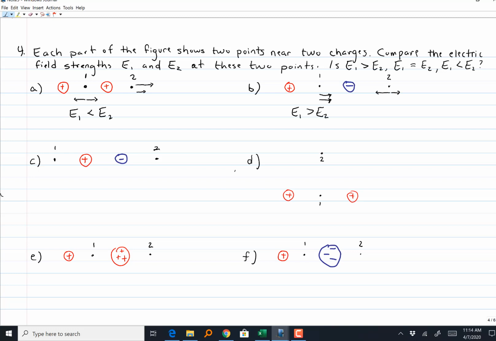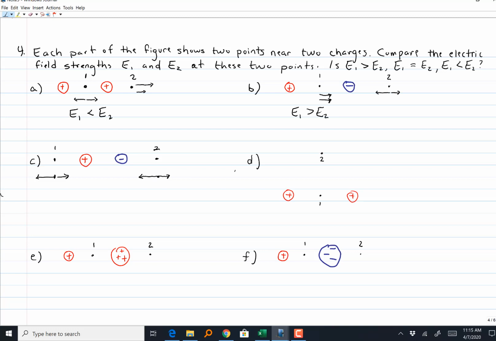All right, for C, I've got the charges in the center, and I'm looking at what's happening outside. So the positive charge is going to create an electric field that points away, and the negative charge is going to create an electric field that's going to be pointing towards it, but it's going to be a little bit smaller because it's farther away. And then for point 2, the positive charge is going to be creating an electric field that points away, and the negative charge is going to be creating an electric field that points towards it. Again, the negative charge creates an electric field that's a little bit larger because it's closer. So we have larger electric fields in both cases pointing to the right, smaller pointing to the left.